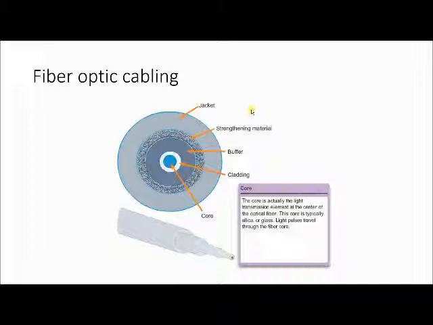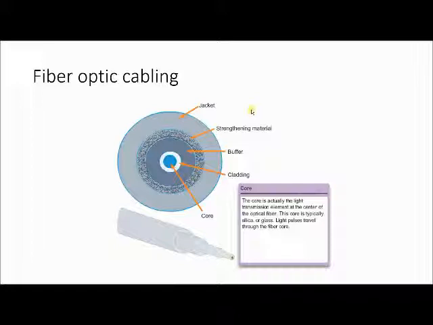Now we're going to talk about fiber optic cabling. This kind of cabling has the advantages of transmission of data over larger distances, higher bandwidths, minimal loss of signal, and immunity to electromagnetic interference or radio frequency interferences. It is very thin and flexible. The bits are encoded as light pulses generated by lasers or LEDs.